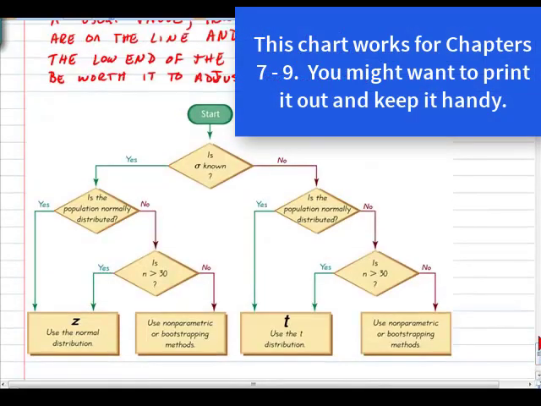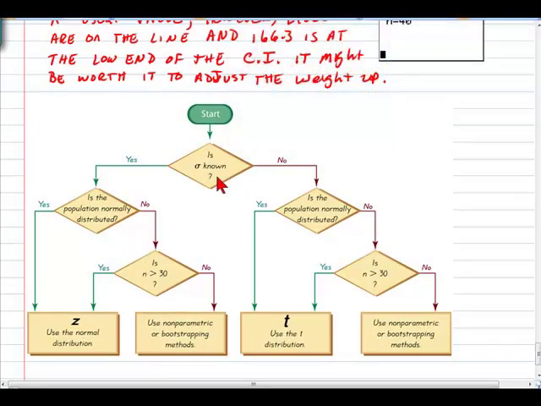All right, to determine when to use a t-distribution or a z-distribution, the first thing you want to do is ask yourself, is the standard deviation known? If the answer is yes, is the population normally distributed? If it's yes, then use the normal distribution. If it's not normally distributed, is your sample size bigger than 30? If it is, then use the normal distribution. If it's not, then you have to use a bootstrapping method, which you guys can't do. You need software to do it. It goes beyond the scope of this course.